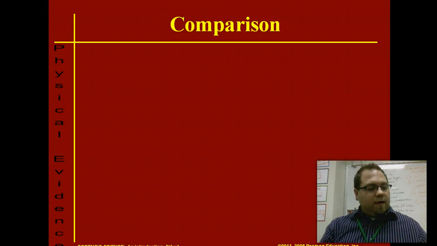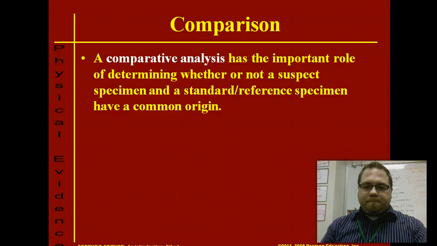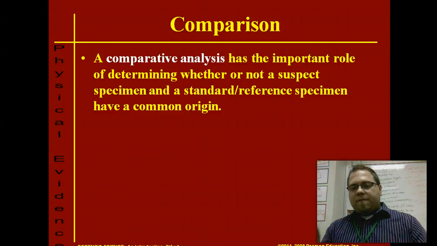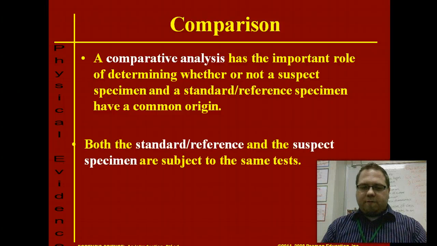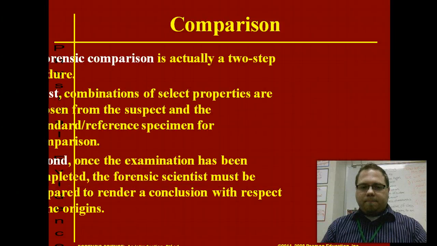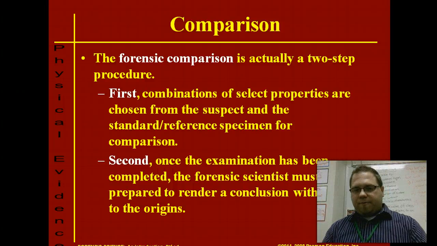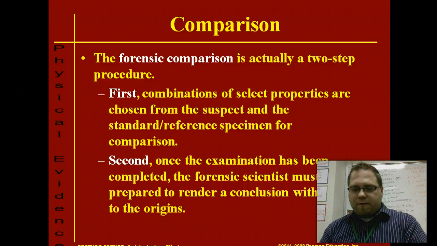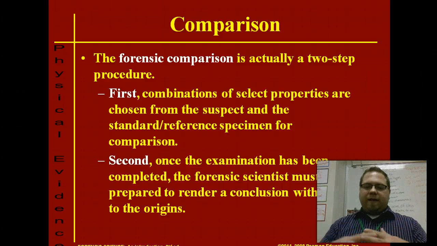Comparison is more about determining whether a particular suspect specimen and a standard reference specimen have a common origin, if they match up. They test them the same way, and this is also a two-step procedure. First, combinations of select properties are chosen from the suspect and the standard reference specimen for comparison, and then once they have examined it, they try to determine whether or not they think it comes from the same place.